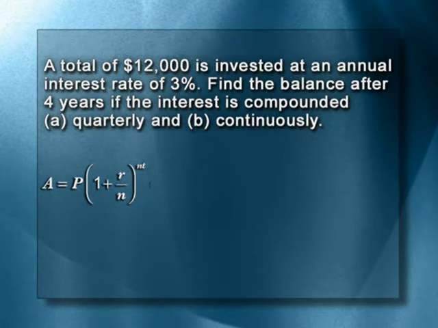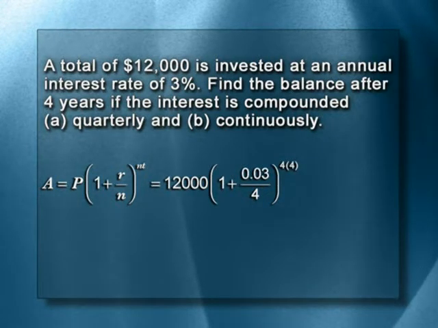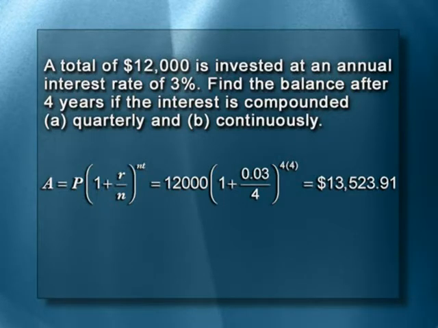Well, it's P times 1 plus r over n to the nt power. Who are the characters? P is 12,000. N is the number of compoundings, so n is 4. R is the interest rate, 0.03, and the exponent is 4 times 4. N is 4, and t is also 4 years. And if you punch that on your calculator, you get about $13,523.91. So you earn some money in those 4 years.